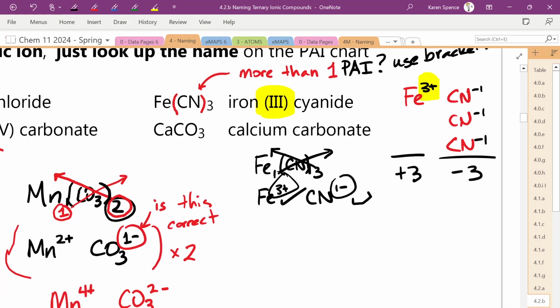Last one, calcium carbonate. CaCO3. Now, I know calcium does not need a Roman numeral, but let's pretend it did for a moment. Okay?